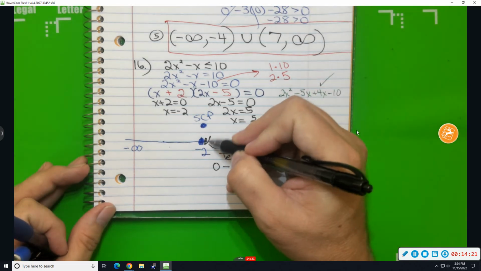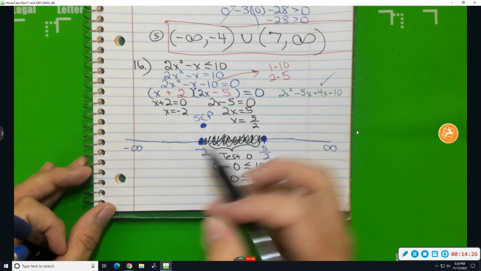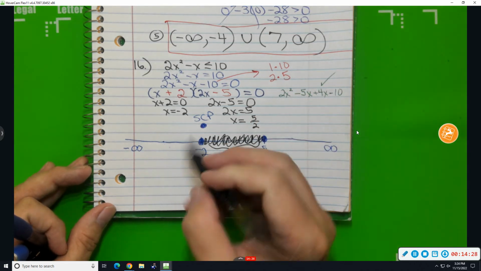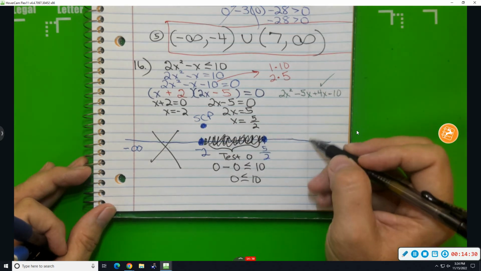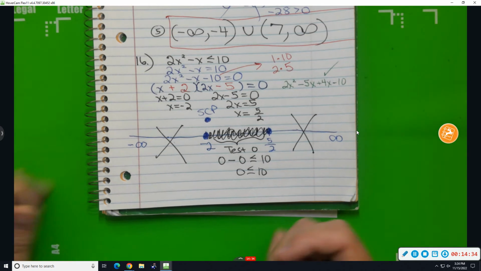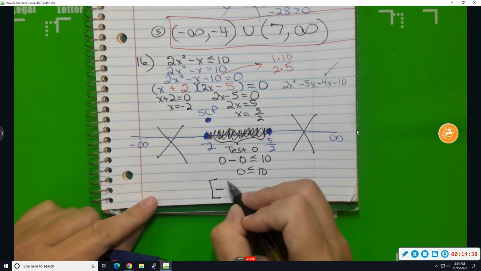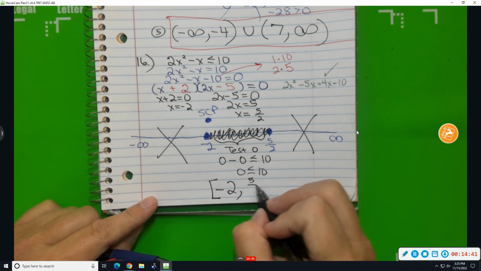So we shade. What do we do here? Cross it out. Here? Cross it out. So our final answer, written using interval notation, bracket, negative 2, comma, 5 over 2, bracket.